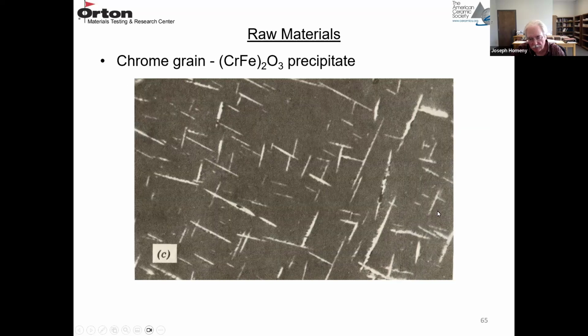So this is a photograph of a microstructure of a chrome grain, and we're forming these precipitates. This one is CrFe2O3, but it's going to be high in Fe content. So these white needle-like inclusions are these precipitates, and if you have enough of them present, there's a volume expansion and it will disrupt the structure of the chrome grains.